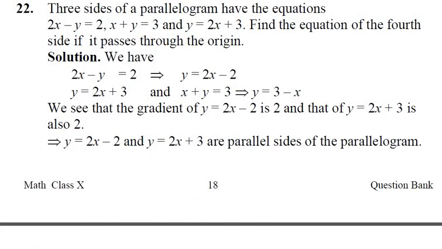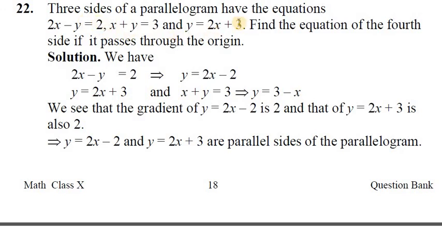Let's have a look at another example. It's a little bit different, purely geometrical. Three sides of a parallelogram have the equations this one, this one, this one. Find the equation of the fourth side if it passes through the origin. So it's a parallelogram. The four sides are there, and opposite sides are parallel, and the equations of three sides are given, and we need to find the fourth one. And another piece of information is that the fourth line is passing through the origin.